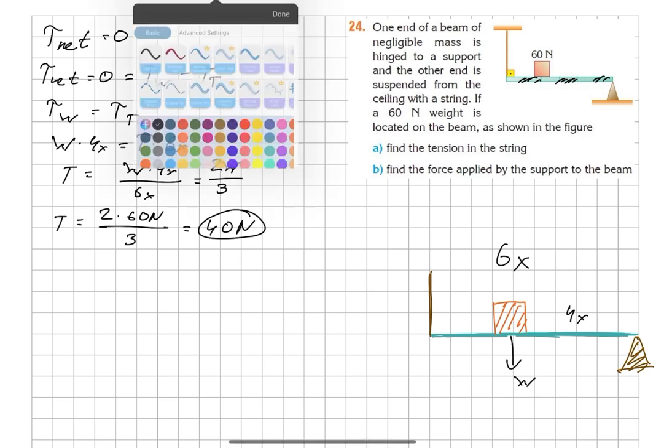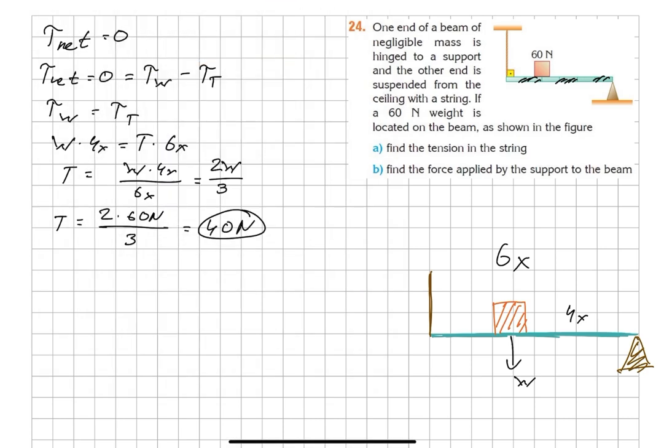So the tension is upwards, 40 newtons and upwards. And the second question, find the force applied by the support to the beam. So it's asking to define the reaction force at this point, let's say Ry, because it's just vertical.